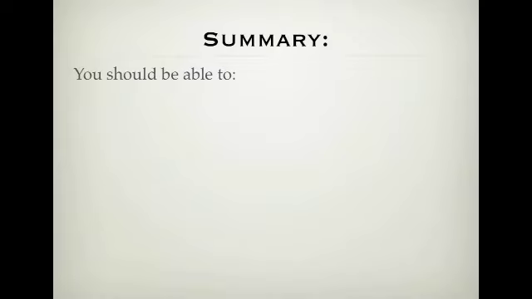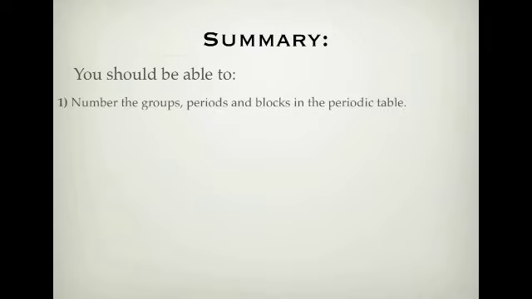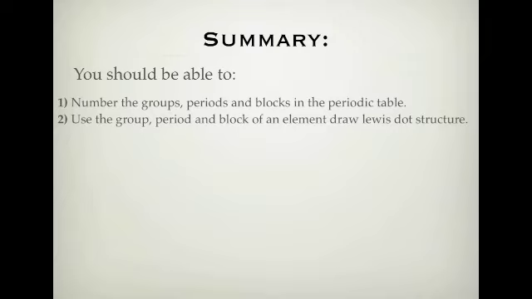So your summary. This is what you should be able to do at the end of this video. You should be able to, A, number the groups, periods, and blocks in the periodic table. Remember I showed you the periods and groups before, all the colours and all that type of stuff. You need to number them. You need to say what they are. You should be able to number the groups both ways, in the old style and the IUPAC way. You should be able to use the group, period, and block of an element to draw Lewis-Dot structures. Remember, the main thing in this is your group number. That tells you how many electrons are in the outside shell, so therefore your Lewis-Dot structure just shows you the outside shell.